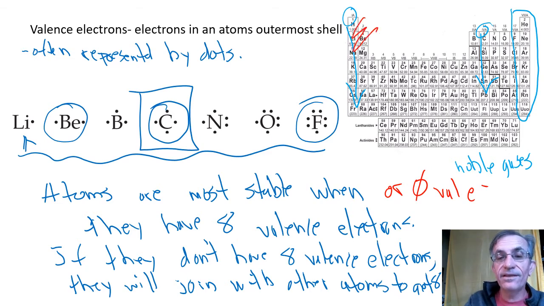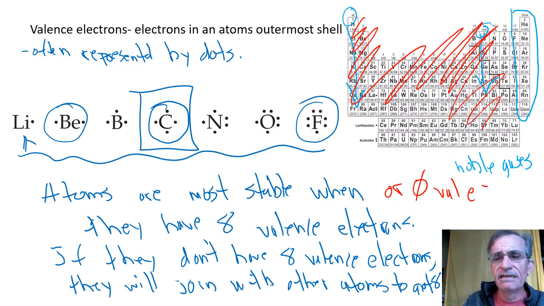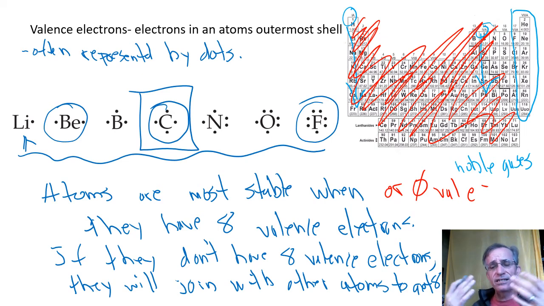Every other atom on the periodic table, they're miserable. I want 8. I don't normally have 8. So I'm going to join up with somebody else to get to 8. And that's what a compound really involves. Atoms joining together to get that magic number of electrons, which is 8, or you might think of it as 0. 0 would also work. All right, so let's talk about exactly how is that going to work? How can they end up with 8 valence electrons?